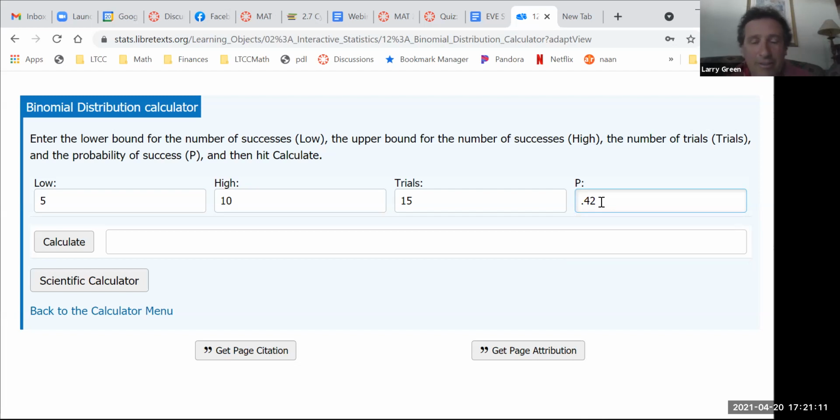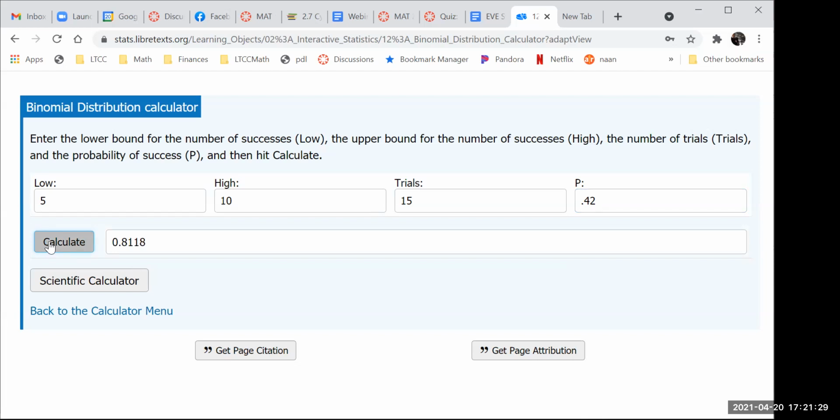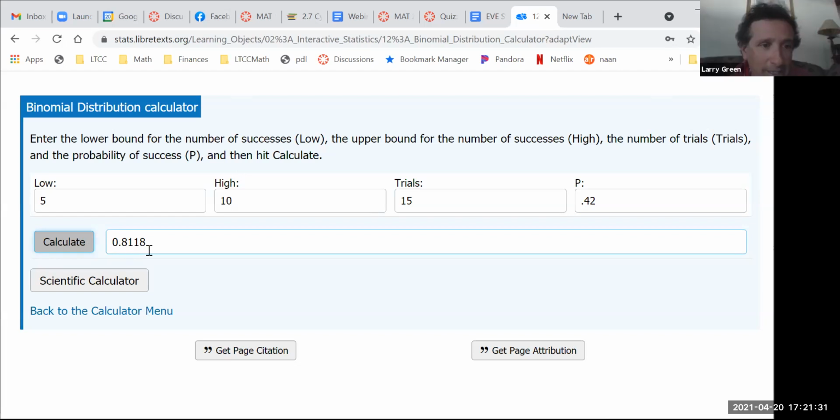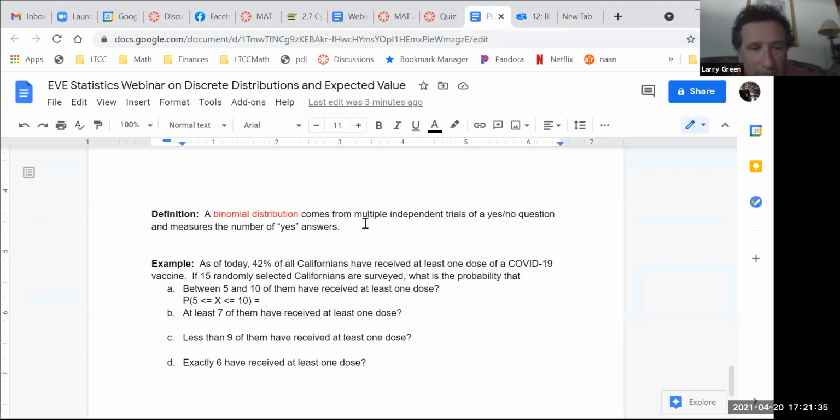I mean, California, we're on it. We're getting higher and higher and higher. Any guess what I have to do now? Hit calculate. Okay, I really tried to make this easy. And you get 0.8118. Any questions at all on this example?